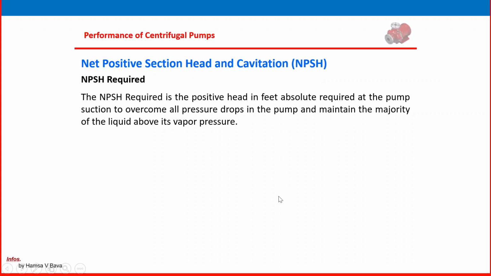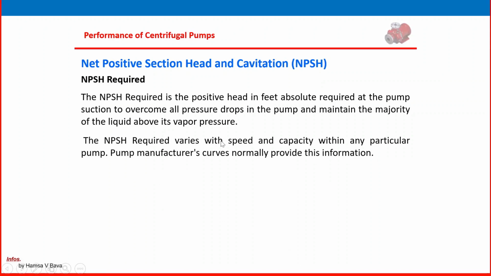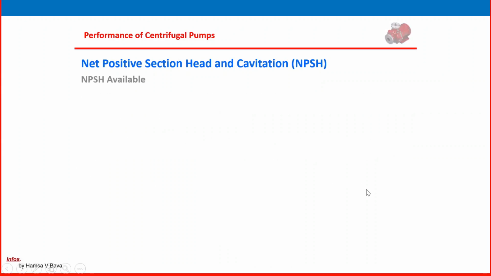So liquid has a vapor pressure. In case the suction head is lower than the vapor pressure, it will try to cavitate inside the pump volute. To avoid that, we always maintain the suction head greater than the vapor pressure of the liquid. NPSH required varies with the speed and capacity within any particular pump. The pump manufacturer's curve normally provides this information.